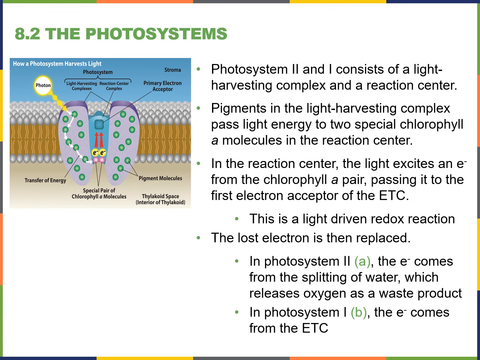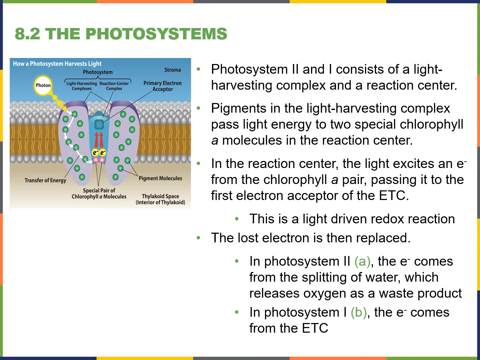Now let's talk about how these light-dependent reactions actually work. So the overall function of these reactions is to convert solar energy into chemical energy in the form of NADPH and ATP. And then remember, this chemical energy is going to be used to support the light-independent reactions and fuels the assembly of sugar molecules.